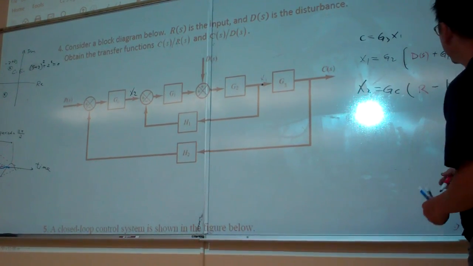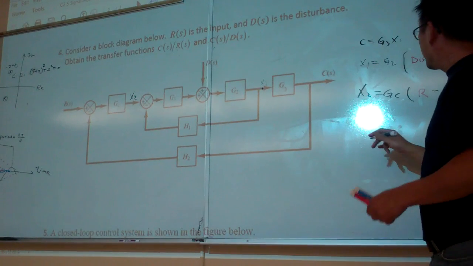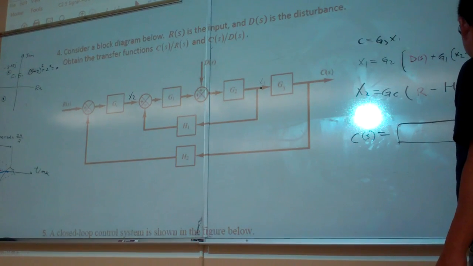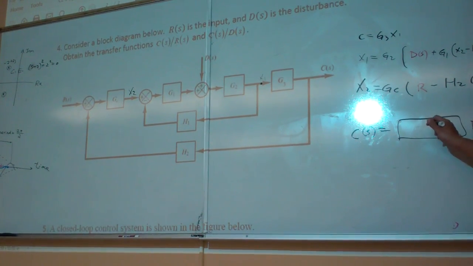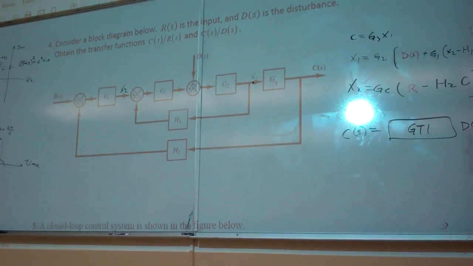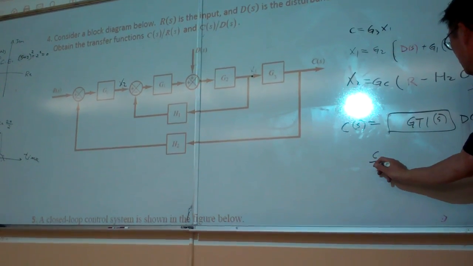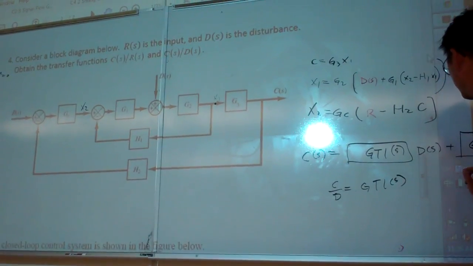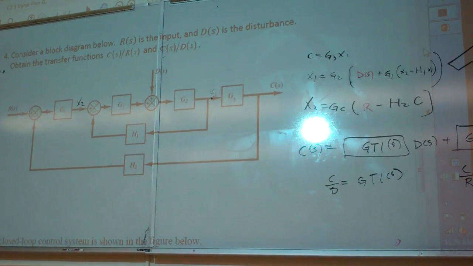So this example is called multiple input single output. And I believe in your final representation you will get C(s) equal to a certain something times D(s) plus a certain something times R over S. So let me call this GT1(s) and this GT2(s). Therefore, the answer C over D will simply be GT1 over S, and C over R simply is GT2 over S. Okay?